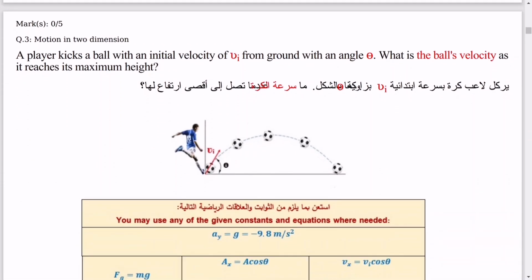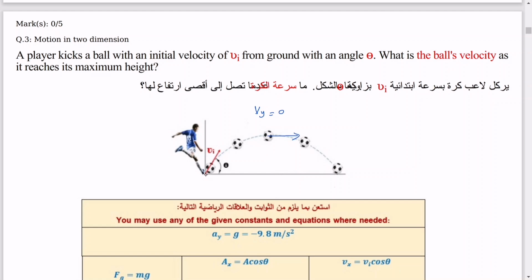Question number 3. A player kicks a ball with an initial velocity vi from the ground with an angle theta. What is the ball's velocity as it reaches maximum height? As the ball reaches maximum height, its vertical velocity will be 0. Vertical velocity will be 0 and it will have a horizontal velocity.